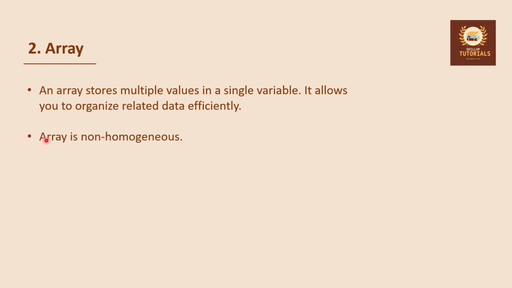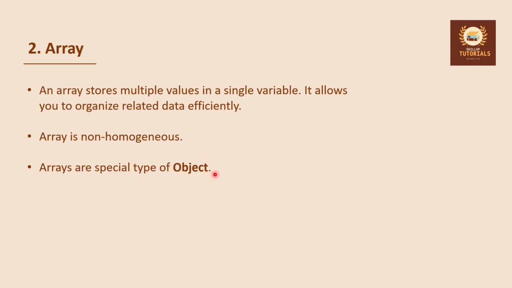Array is non-homogeneous. Then what is meant by the term non-homogeneous? It means it is the combination of data types, like for example, it may have a number, a string, and a boolean also. It is a combination of data types. Arrays are a special type of object.